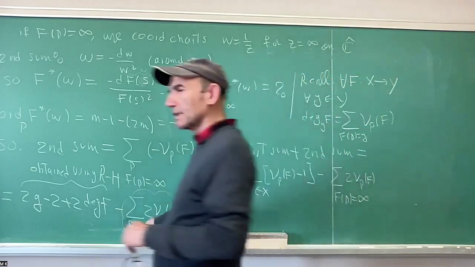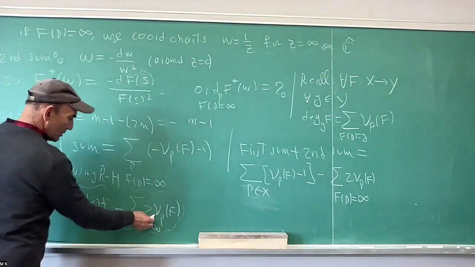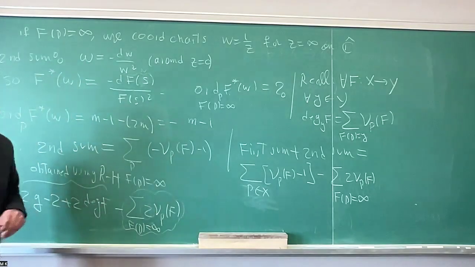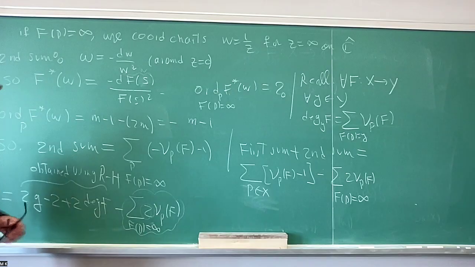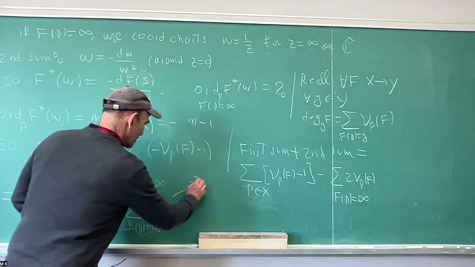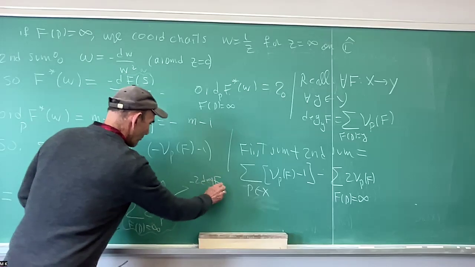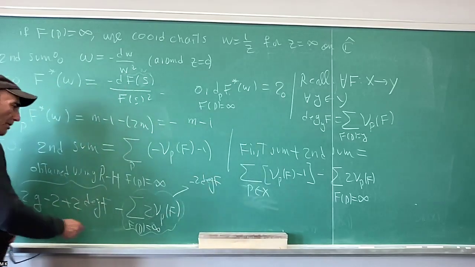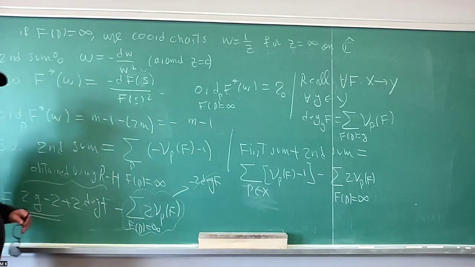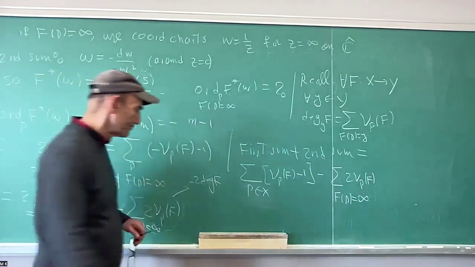And now here something like that happens. This 2 is a constant. So this is nothing but the degree of f. This is just the degree of f. So minus 2 degree of f. Fine, the degree of f, negative 2 degree of f, cancel, and this remains. That's minus the Euler characteristic.